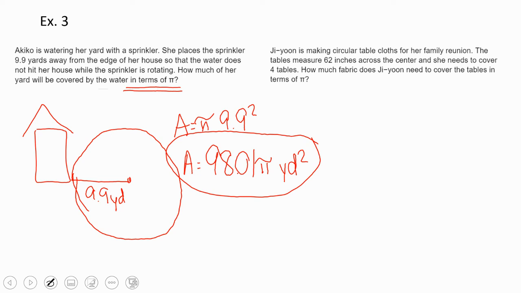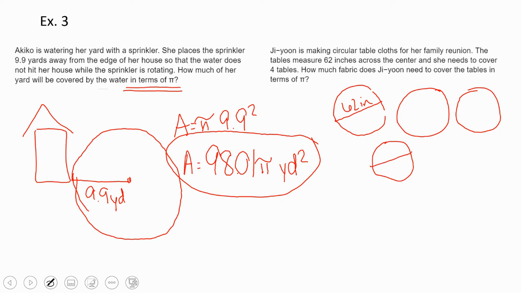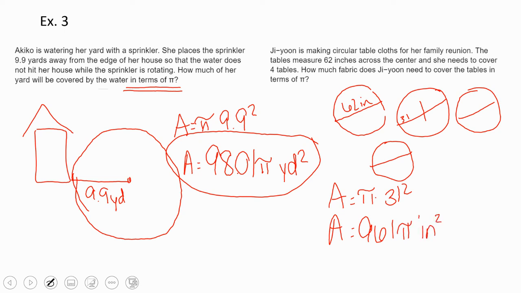Okay. Last one. We're making circular tablecloths. The table measures 62 inches across the center, and she needs to cover 4 tables. So the radius would be 31. We have area equals pi r squared. So you would take 31 times 31. The area is 961 pi inches squared. That's in terms of pi. But now we have 4 tables, so we have to multiply that by 4. When you multiply that by 4, you get 3,844 pi inches squared.